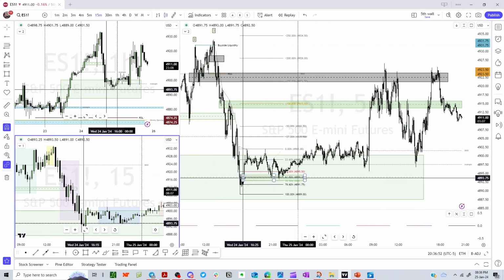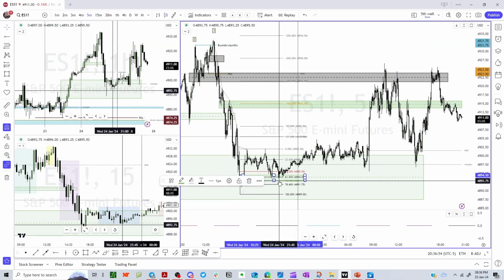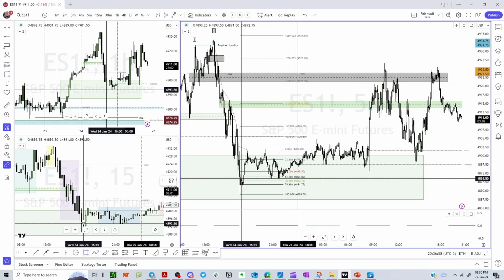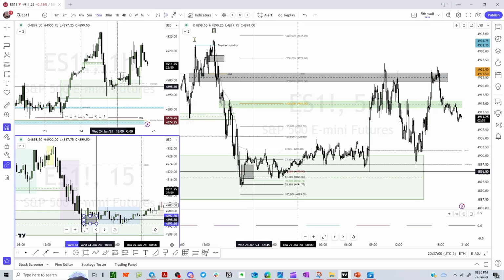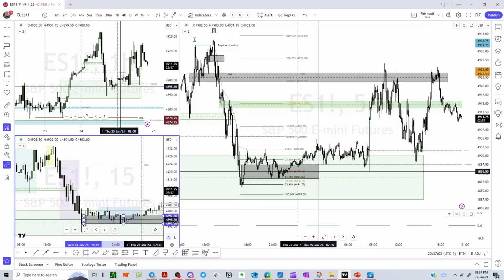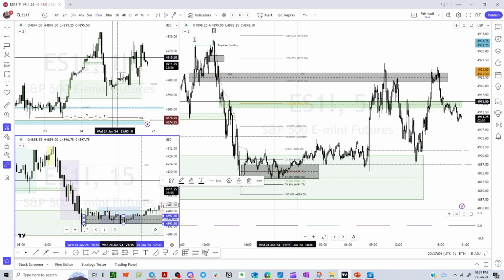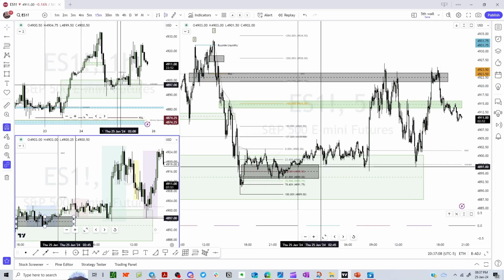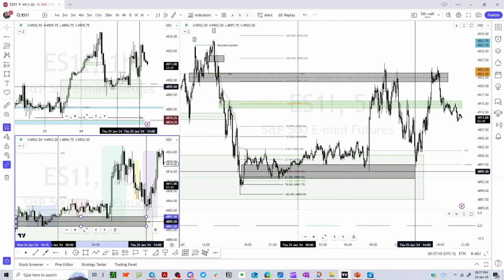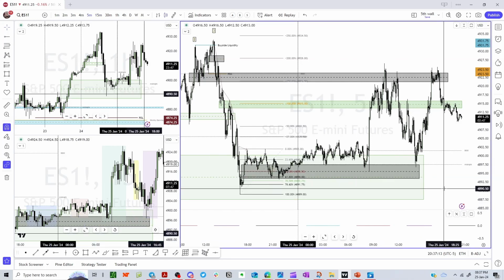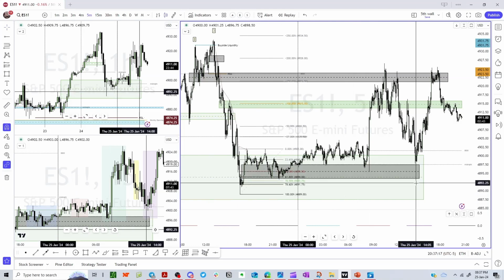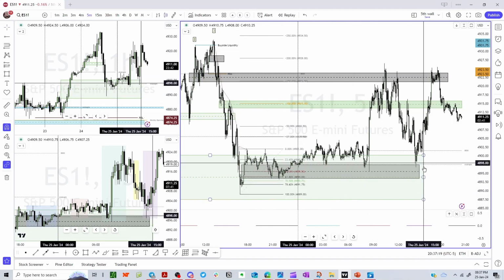But let's just adjust that to show us this 15-minute level, and you can see more accurately the significance of that for today, in conjunction with this higher time frame PD array.